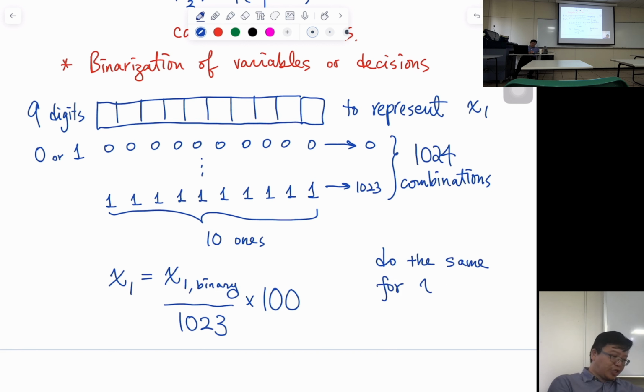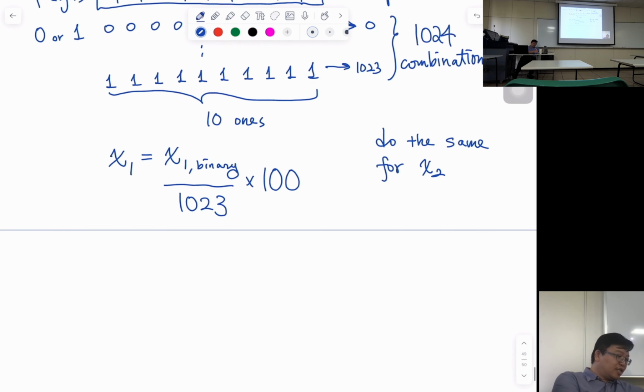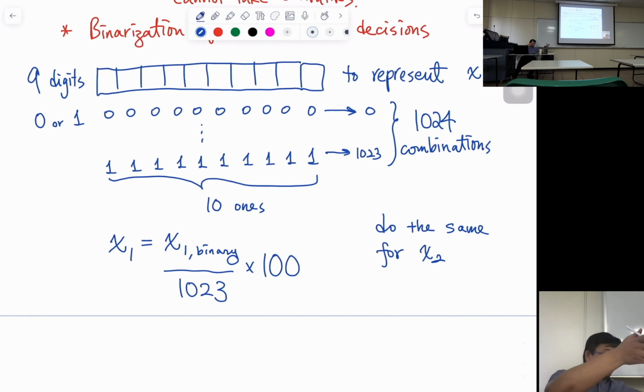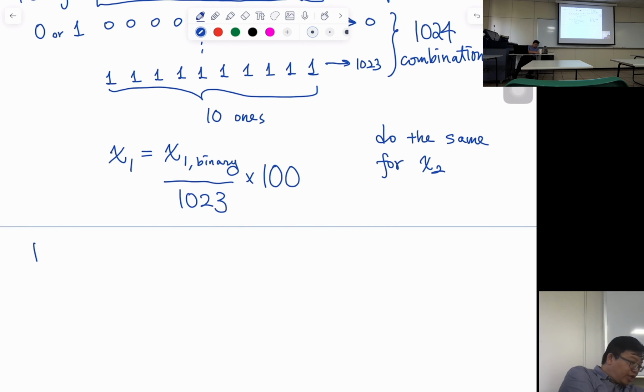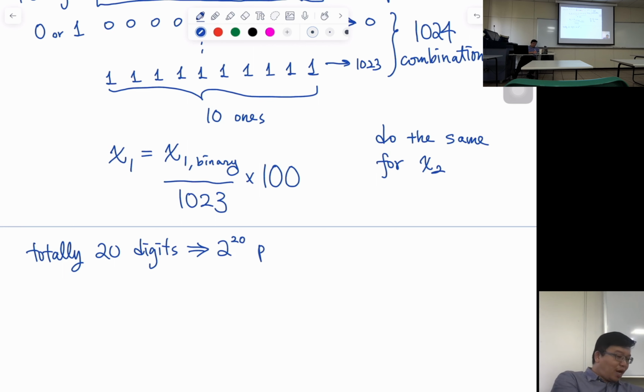for x2. So at the end, this is 10 digits, I will have 20 digits to represent all the possible points inside the design space. So if I have 20 digits, how many possible solutions? 2 to the power of 20 possible solutions.